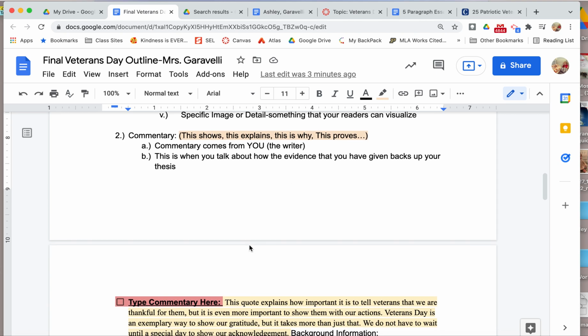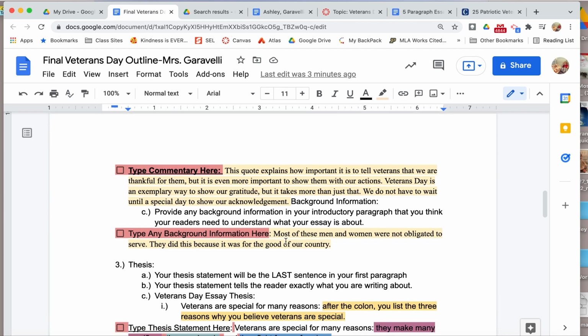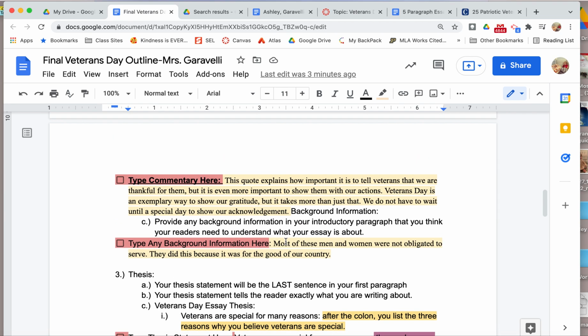So think about Sports Center, or anytime you're watching any kind of show that has a commentator, someone talking about what's going on. That's you right now in this paper. So you are going to talk about your hook, whatever you just typed. You have to relate it back to your topic, which is why veterans are special.